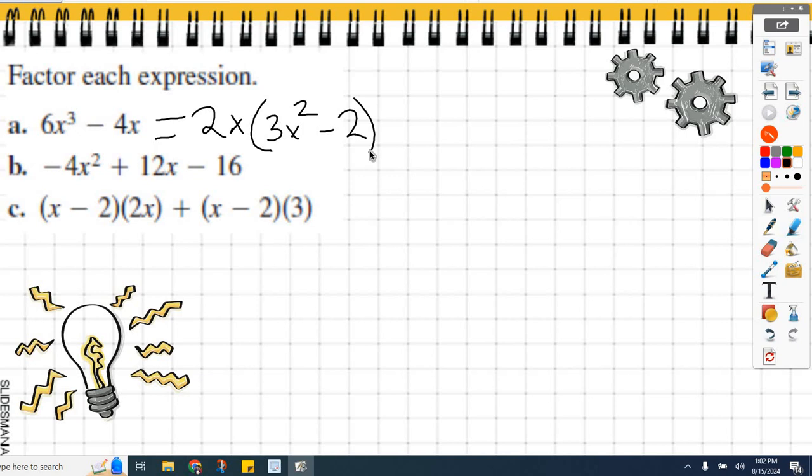Usually we'd like for our leading coefficient to be positive. So instead of just factoring out a 4, what might we factor out? Negative 4. And again, dividing that out, we're left with x squared minus 3x plus 4. So now, what type of polynomial do we have there on the inside? Trinomial.